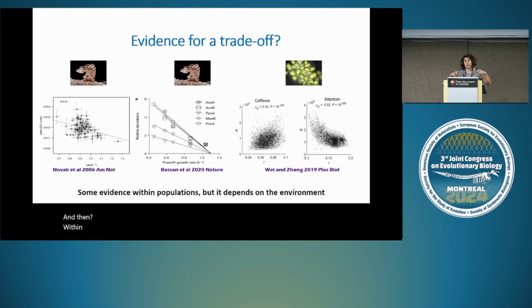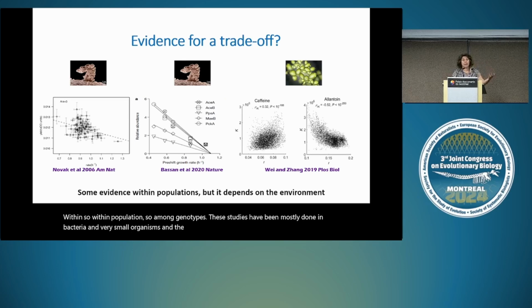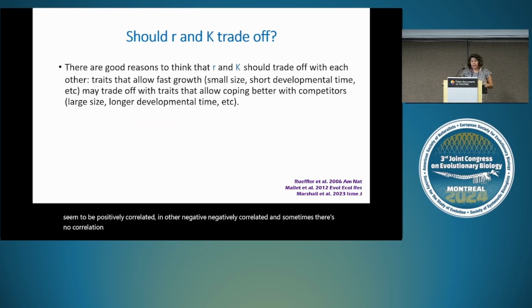within populations, so among genotypes, these studies have been mostly done in bacteria and very small organisms. The evidence is mixed. So in some cases, r and K seem to be positively correlated, in others negatively correlated, and sometimes there's no correlation, okay? So the question is actually, should r and K really trade off? And some people argue that no.